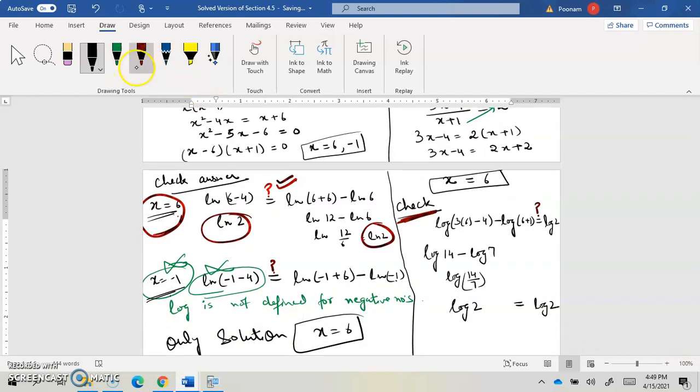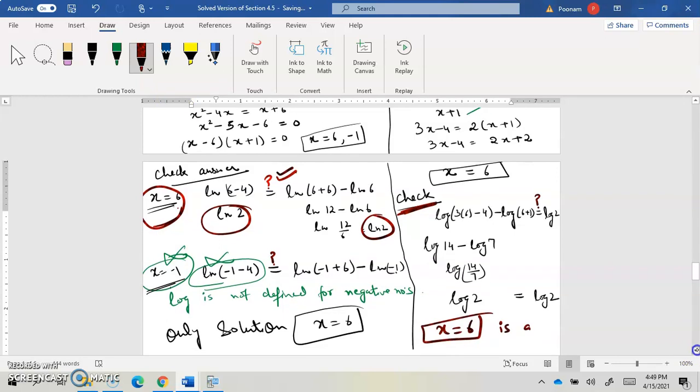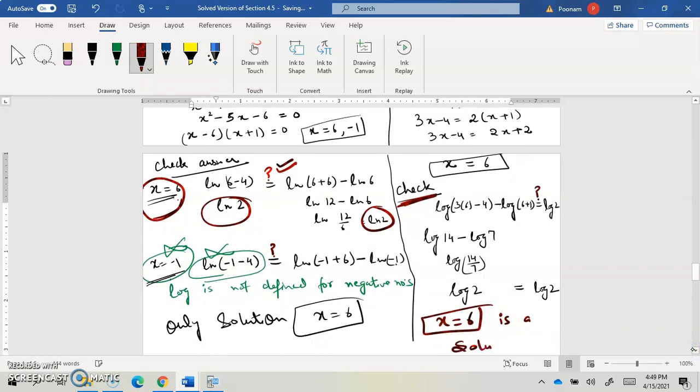So 6 is a solution to the problem. x is equal to 6.